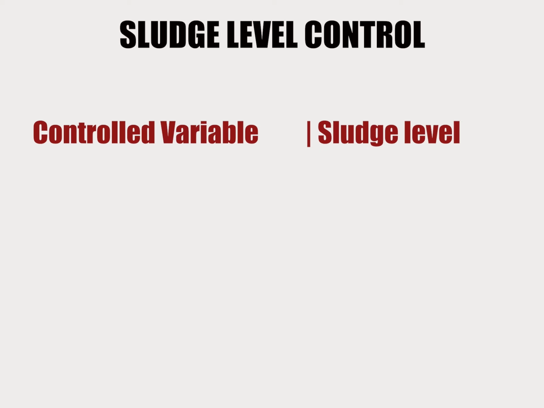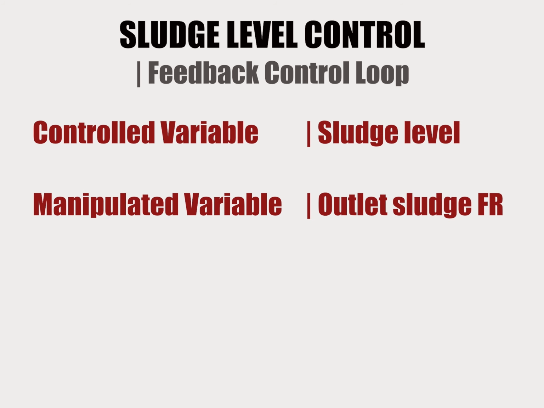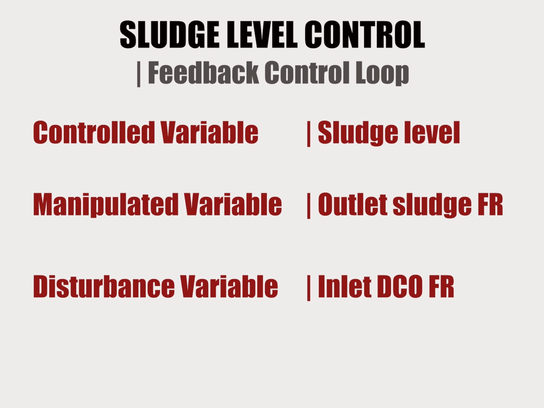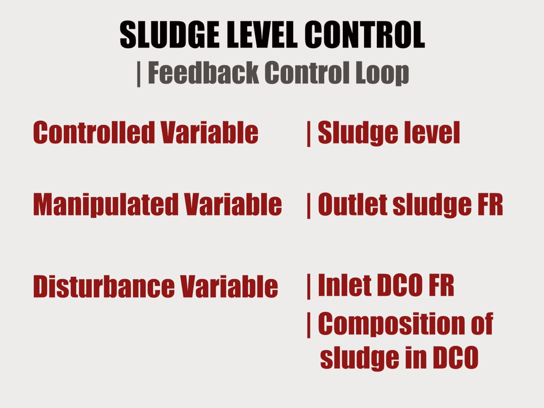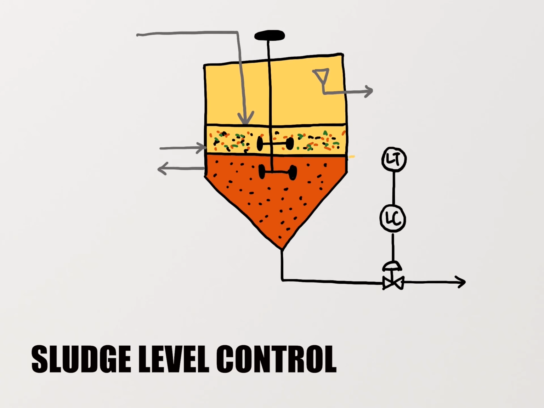The last control is a sludge level control. The sludge level in the tank is controlled using a feedback loop by manipulating the outlet flow rate of the sludge. The disturbance variable is the inlet flow rate of DCO and the composition of sludge in the DCO. For the process control, the level sensor for sludge will measure the level of sludge in the tank and transmit the signal to the controller.